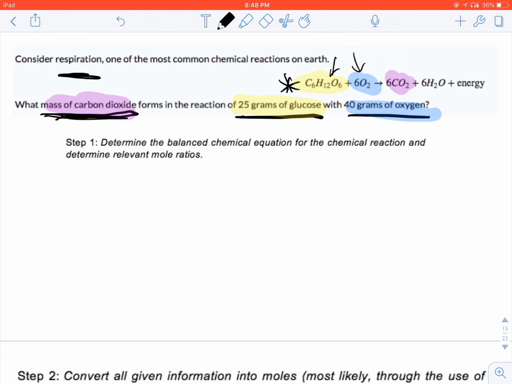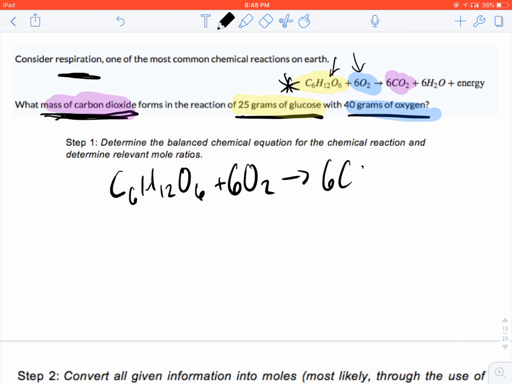So let's go through the steps. Step 1, determine the balanced chemical equation for the chemical reaction and determine relevant mole ratios. So we have the chemical equation, and I'll just rewrite it so it's a little bit more clear here. And I'm not going to include that energy part because we just don't need it right now. So, surprise, it's already balanced. That's nice.